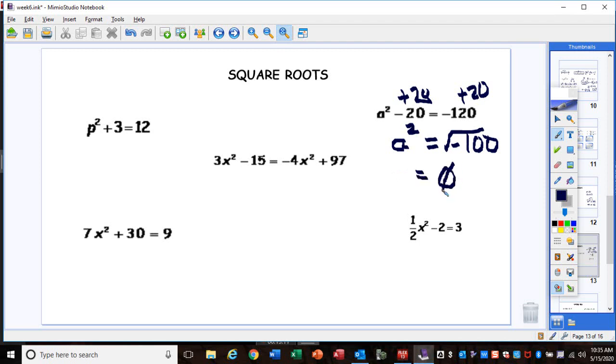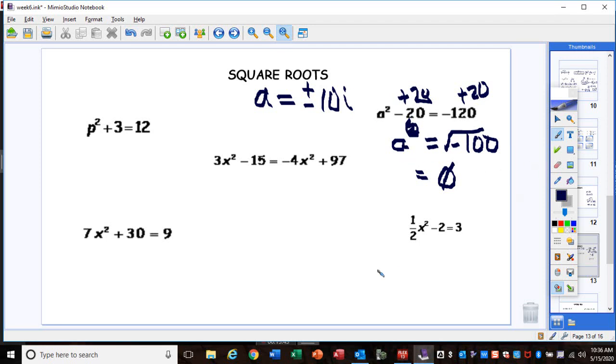Mr. Purdy, I thought you said there were two solutions to these. There still are. These are two imaginary solutions. You'll do that in Algebra 2. So in Algebra 1, we put no solution, but there are still two solutions. They're just imaginary solutions. When you get to Algebra 2, they're going to be a is equal to positive or negative 10i. i represents the square root of negative 1. You'll do that in Algebra 2.